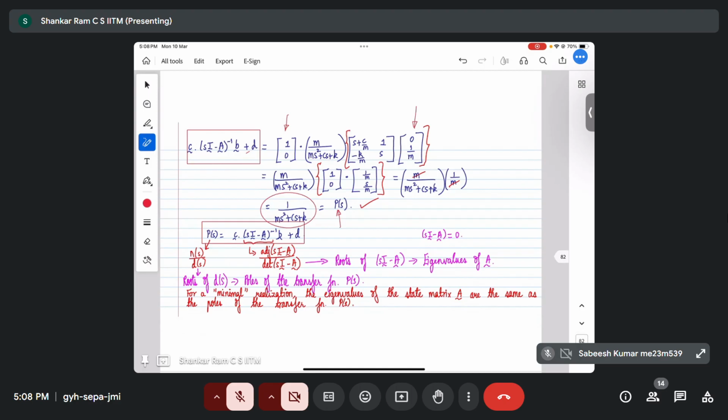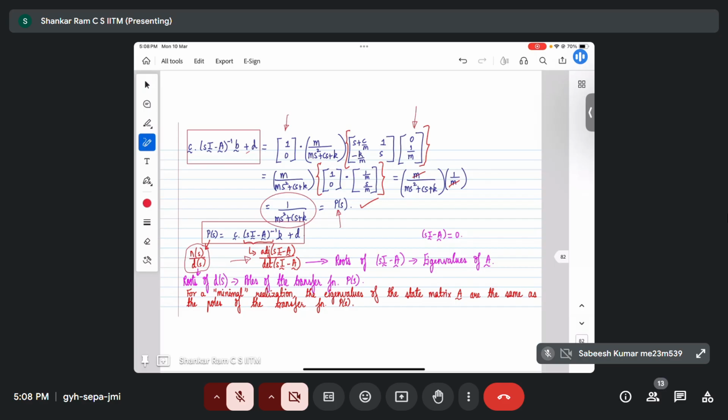Okay, so now if we look at the transfer function, as we know, the transfer function is a ratio of two polynomials in S. Let's say we call it N of S by D of S. And as we have figured out, (SI minus A) inverse B is also a ratio of two polynomials in S, right? Of course, the numerator polynomial is in matrix form, but still it's a polynomial. It has S terms contained, right?